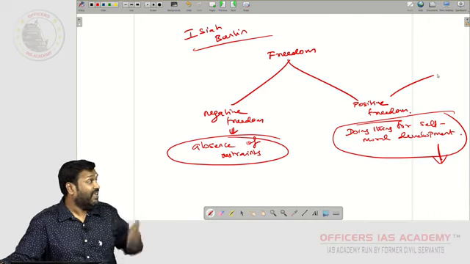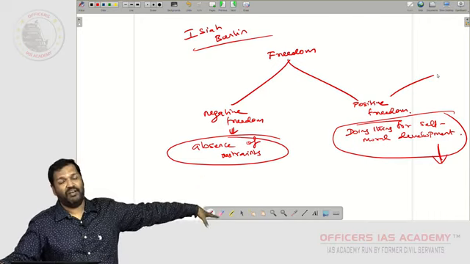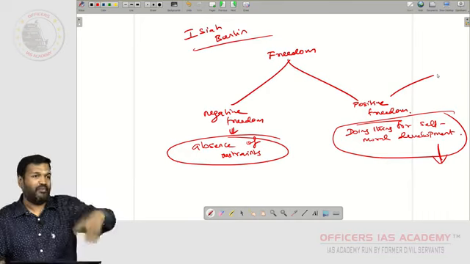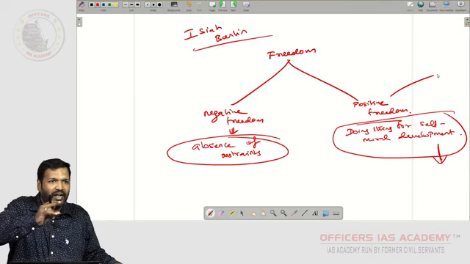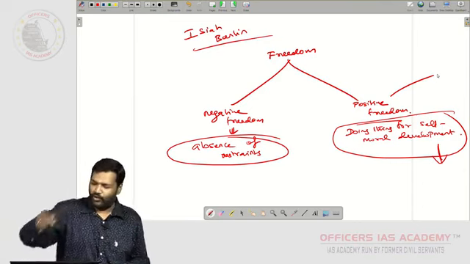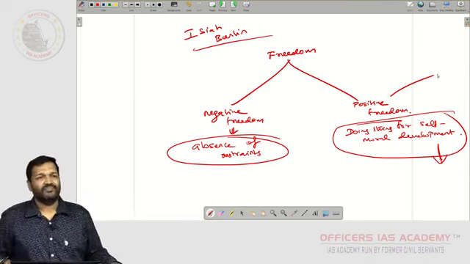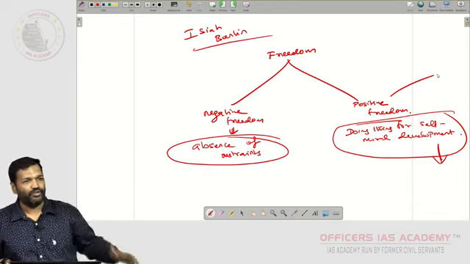Okay. Thinking, keeping in mind, my parents have funded me, my mother is wishing that, my brother, everyone is expecting me to become an IAS officer. Correct. With that in mind, whatever activity that you do, you are doing a positive freedom. Correct. Whatever activity that you do.